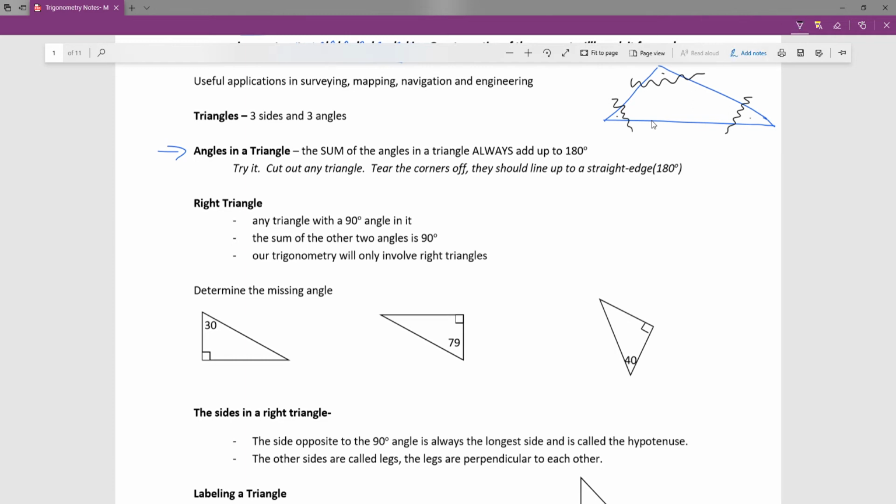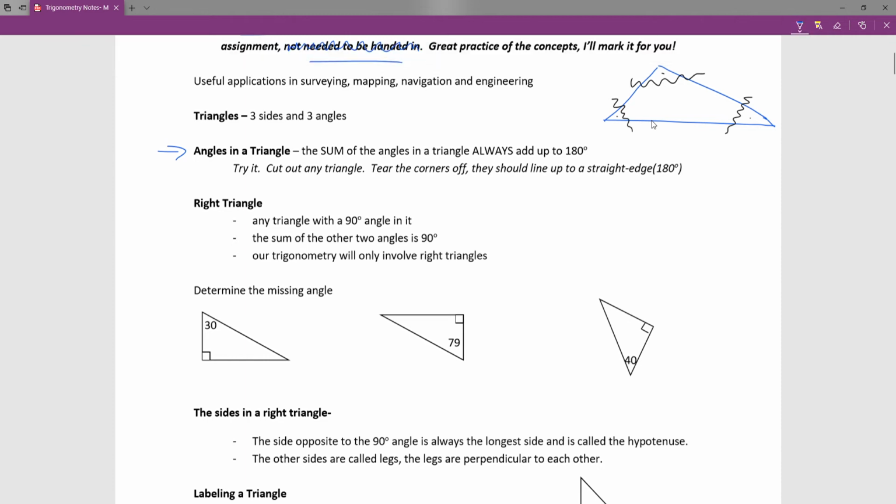What you would find is that these corners, if you were to line them up, take this one and put it there, and take this one, you have to kind of flip it on its head and put it there, and take this one and put it there, you make what is a straight line, because a straight line is 180 degrees. So the point of this, and it's much better if we could actually do this in class, is that the sum of the angles in any triangle always adds up to 180 degrees. And that's really a useful piece of information as we start talking about triangles.